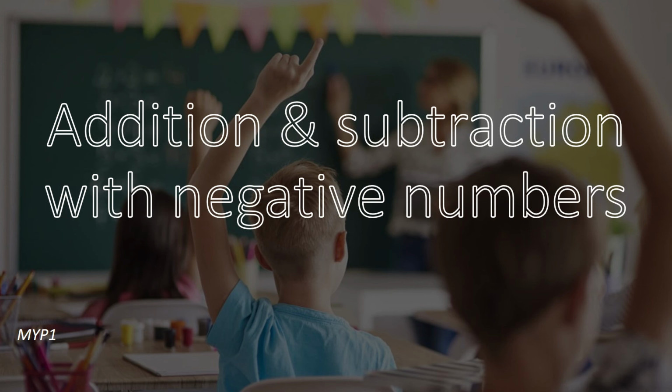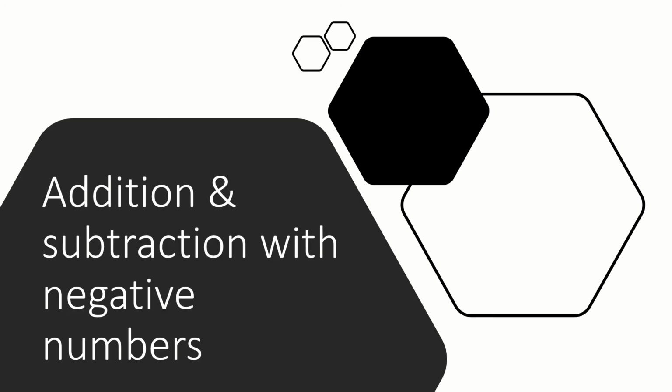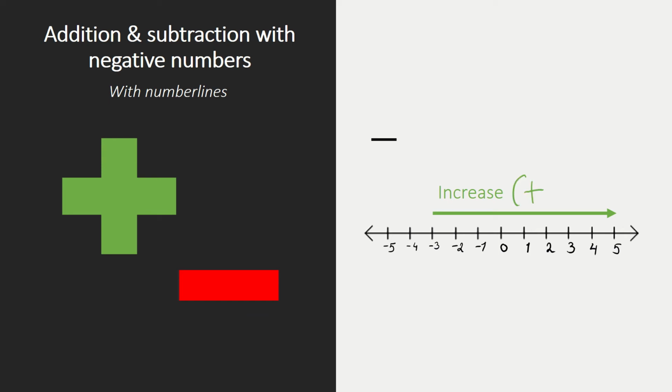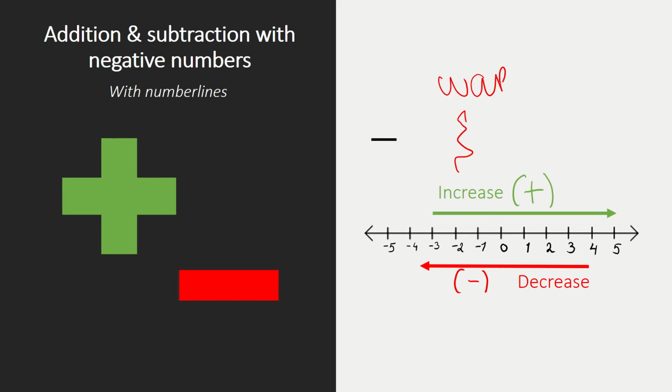Everyone! Today we're going to learn how you can add and subtract negative numbers. We're going to show you how you can add and subtract with negative numbers with the help of a number line. Please remember that you've learned about the increase, so that the value of the number is getting higher and higher, so plus, and decrease, where the value of the number is getting lower and lower and lower. Think about getting warmer for the increase and colder for the decrease.